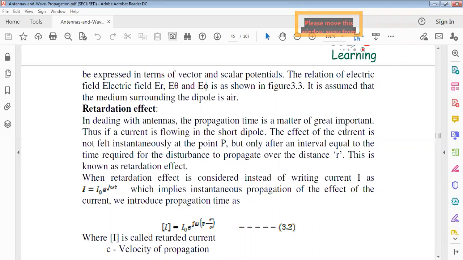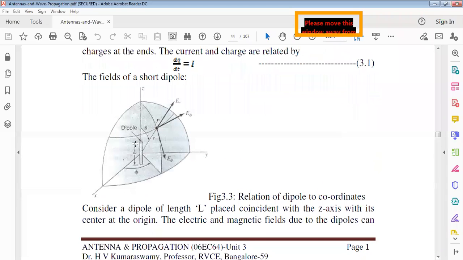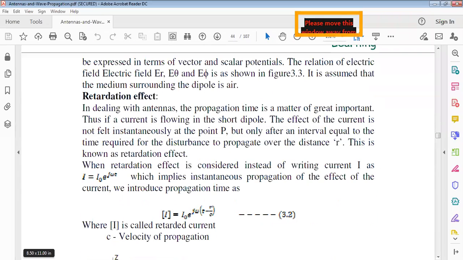And you have to define the E and H fields, again from the E field, E theta, E phi, similarly from H, H theta, H phi. The relation of the electric field E or E theta, E phi is shown in the figure, in the next figure, and in the above figure also they mentioned E or E theta, E phi: the R component, theta component, phi component from the spherical coordinate system. It is assumed that the medium surrounding the dipole is air.